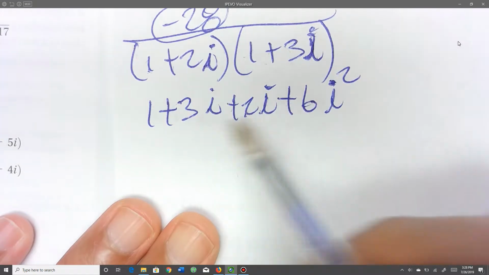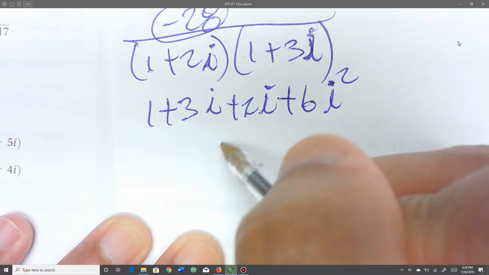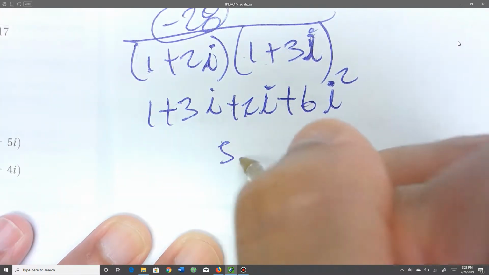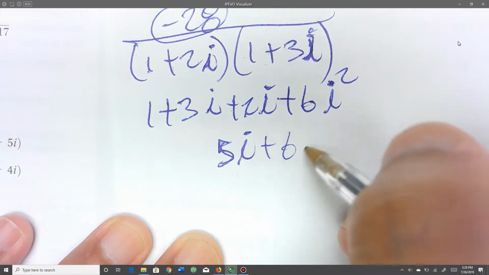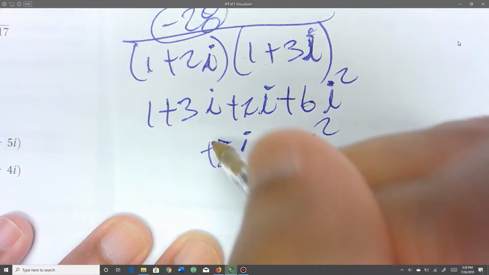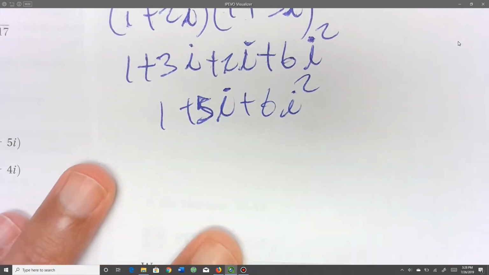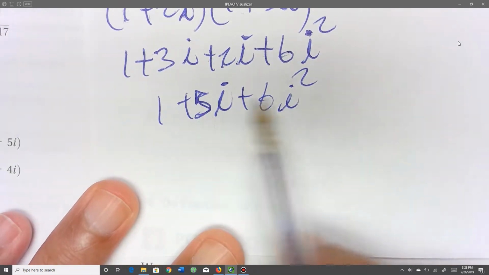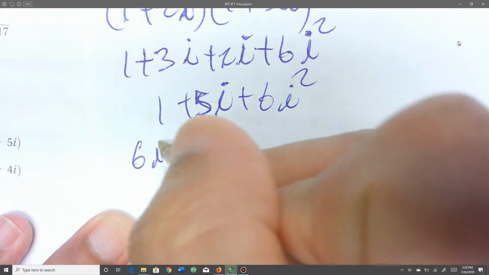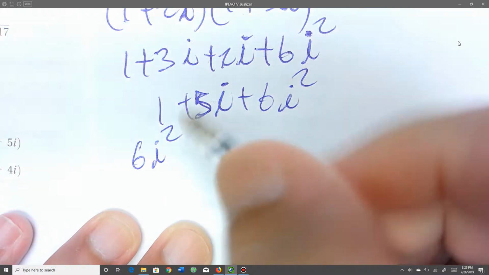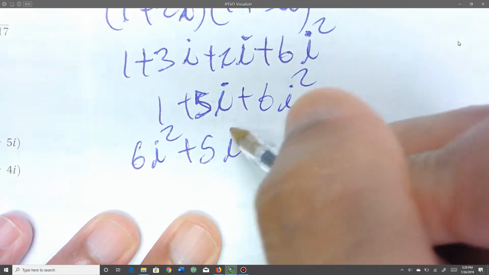Well, these are like terms, so I need to add them together. So that's 3i plus 2i, that's 5i. Rewrite everything else. Now this is looking like an expression that I can factor right here. And I don't know if I need to factor or not, but that's something I need to find out. And this is the way you need to approach it too.